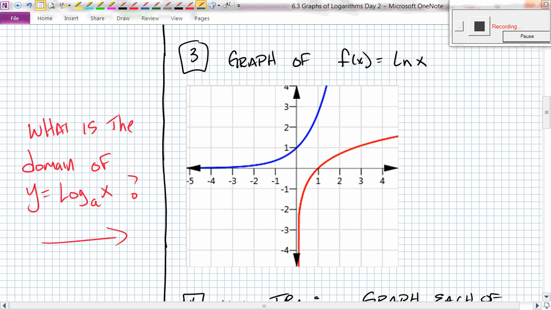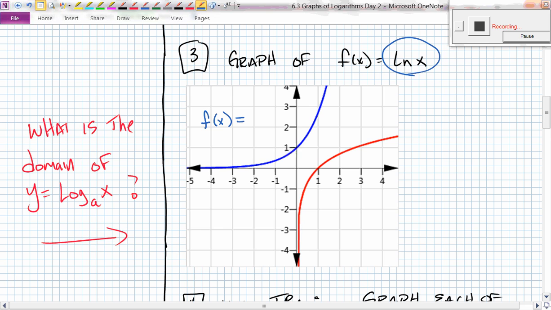I want to talk about the graph of the natural log of x. So look at my blue graph here. Does anyone think they can come up with the equation of this blue exponential graph, given that we're talking about the natural log of x? I'm going to wait till I get 5 people.